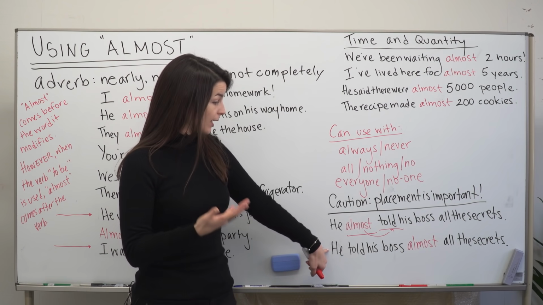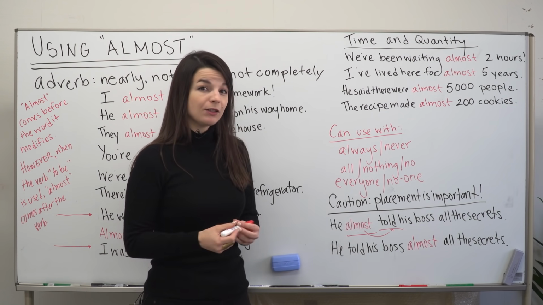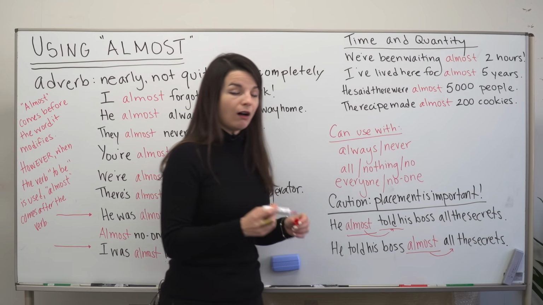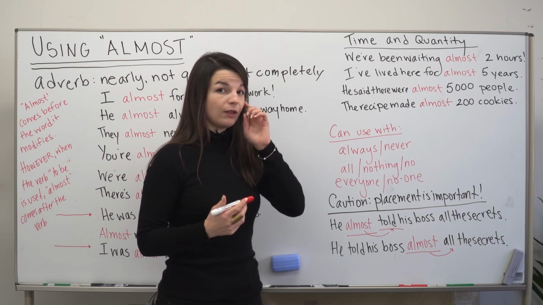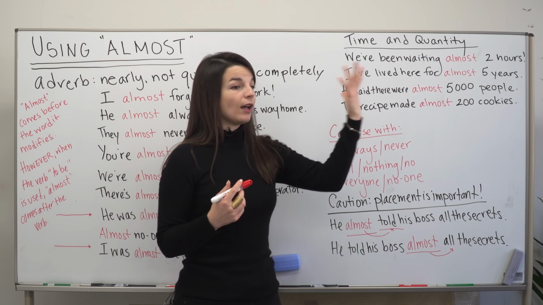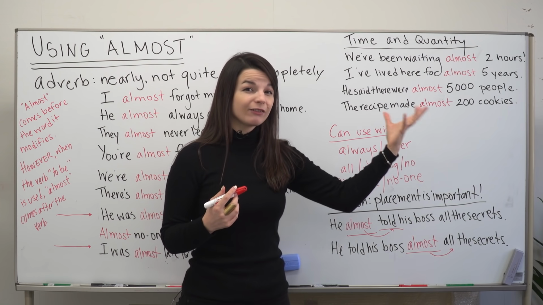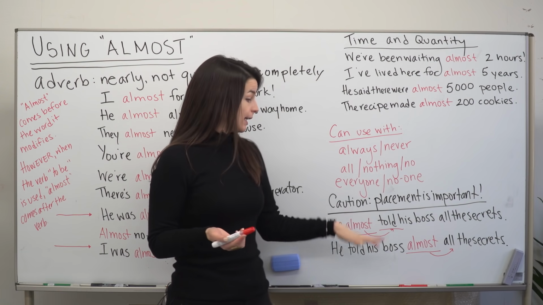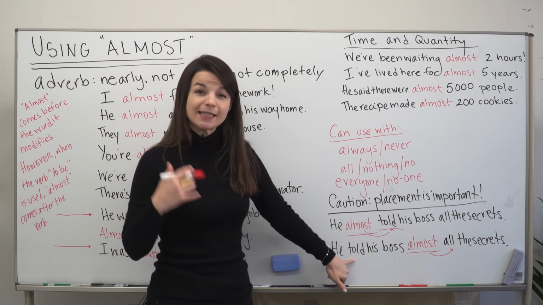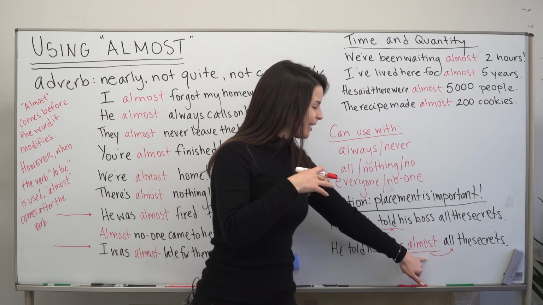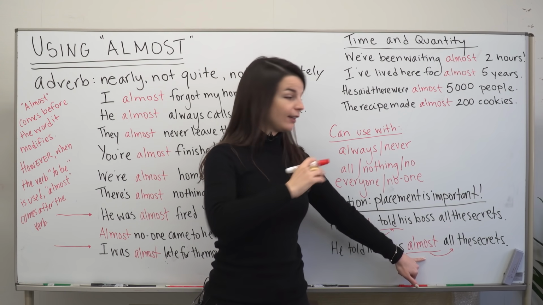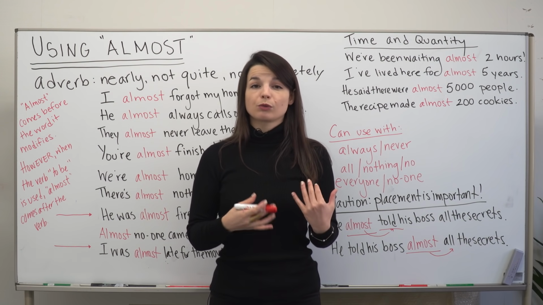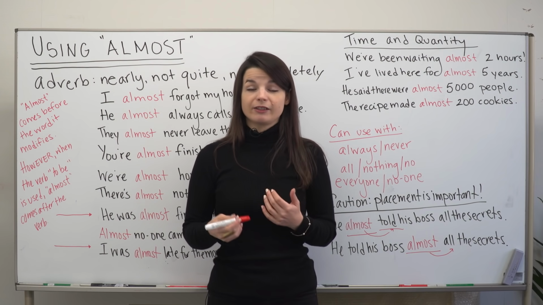In this sentence, however, he told his boss almost all the secrets. Almost, because of its positioning, is modifying the word all. He told his boss almost all the secrets, meaning he told his boss very nearly everything, all of the secrets. So maybe like 90 to 95% of the secrets he told his boss. So the action happened. He did tell his boss, but he didn't tell everything in this case. So please keep this in mind. The place in the sentence where you use the word almost can create very, very different meanings.